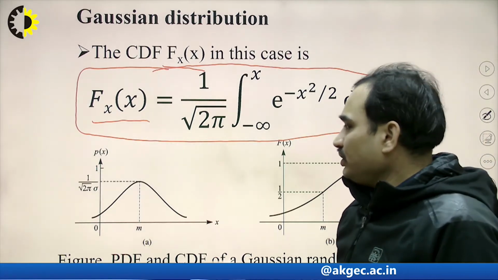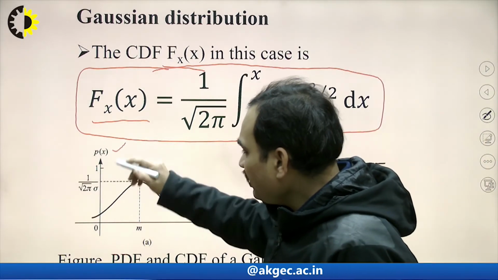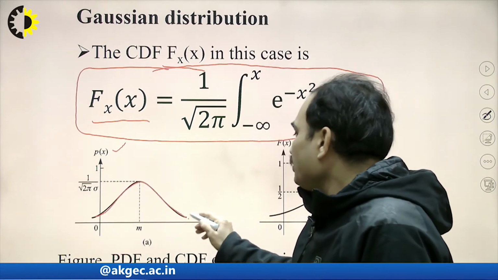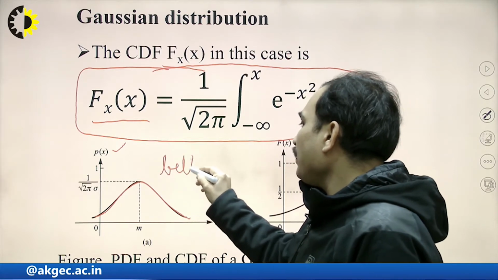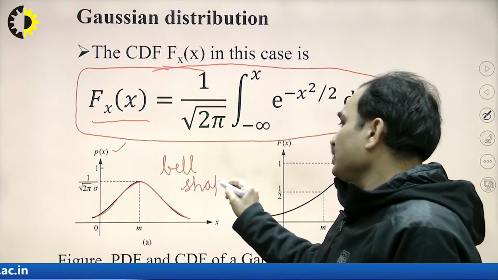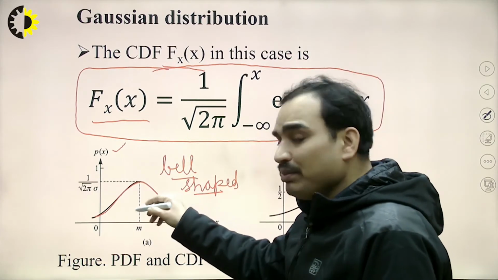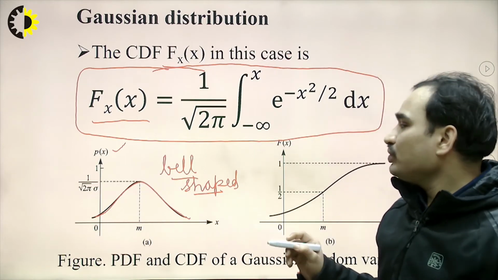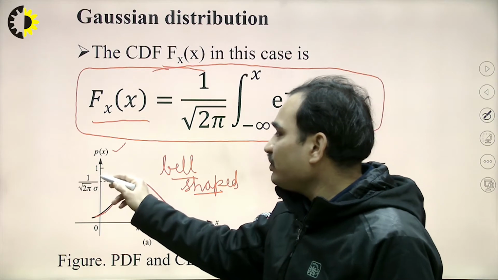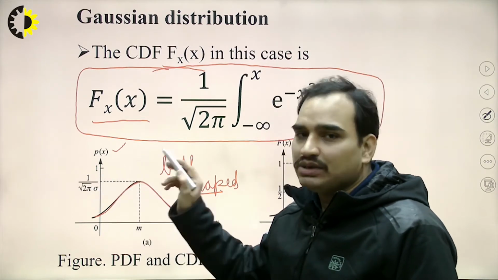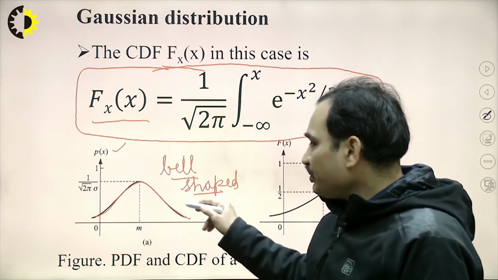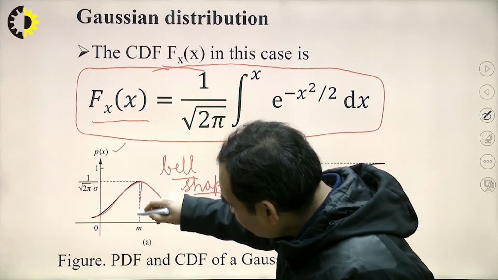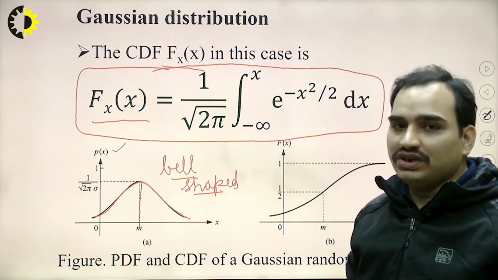So, this Gaussian distribution, that is a probability, is given by a curve which is known as the bell shaped curve. Because this resembles the shape of a bell, we are calling it the bell shaped curve, having the maximum value given by 1 upon under root 2 pi sigma. This is the maximum value of this bell shaped curve. And what is the mean? Mean is the center of this bell. The center of the bell is the mean of the curve, which is given by m.